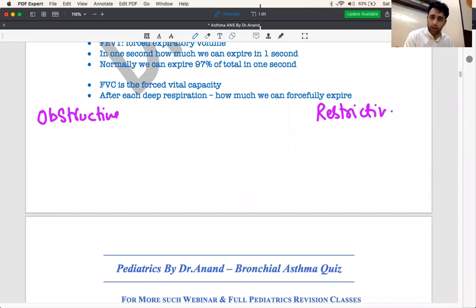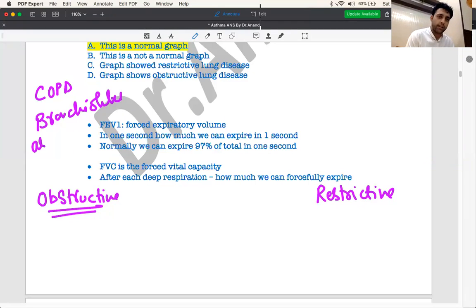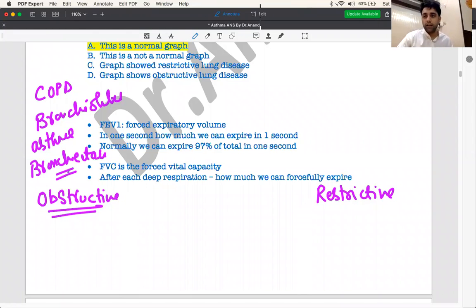So question number one, can anyone name examples of obstructive lung disease without seeing the PDF file which I have shared with you? Very good, Megha is right. So we have COPD. These examples are very important. COPD, bronchiolitis, bronchial asthma, bronchiectasis. These are the examples of COPD, emphysema, asthma, bronchiectasis, and even bronchiolitis. These all are obstructive lung disease.